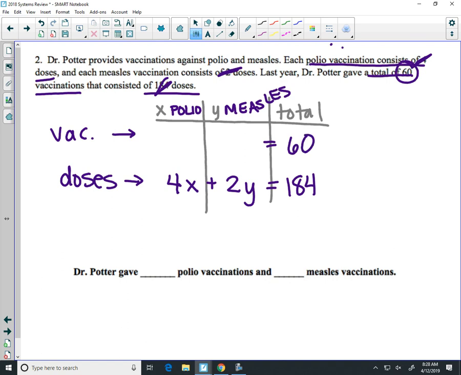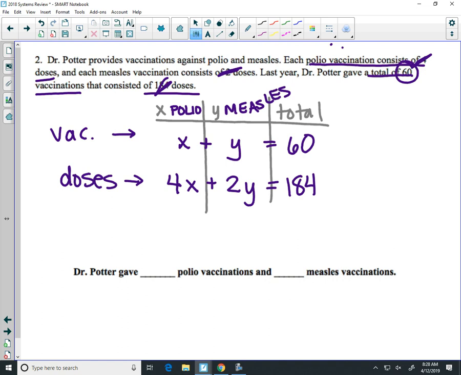I don't have any other numbers. So what's that top line going to be? What do we do if we run out of numbers with the system of equations? Put in X and Y. And it should kind of make sense.